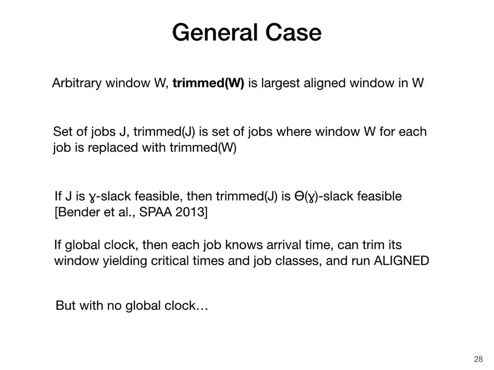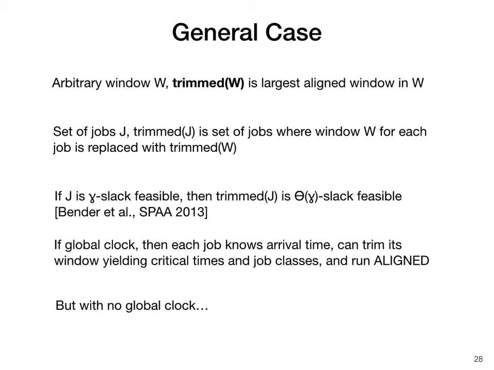For this case, we need a few things. First, for any arbitrary window W, trimmed of W is the largest aligned window in W. Related to this, for a set of jobs J, trimmed of J is a set of jobs where the window W for each job is replaced by trimmed of W. A prior result from Bender and co-authors states that the slack feasibility of an instance is preserved to within a constant factor under this trimming.